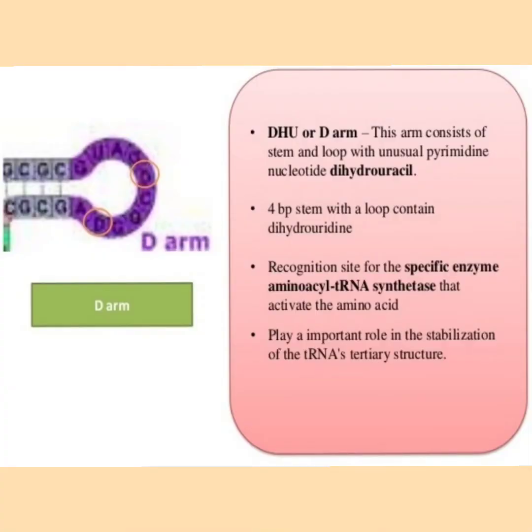The D arm. The DHU or the D arm consists of a stem and loop with unusual pyrimidine nucleotide, a 4 base pair stem with a loop containing dihydrouridine. It is the recognition site for the specific enzyme amino acyl transfer RNA synthetase that activates the amino acid. This plays a very important role in the stabilization of the transfer RNA's tertiary structure.